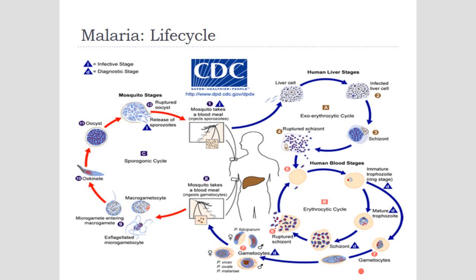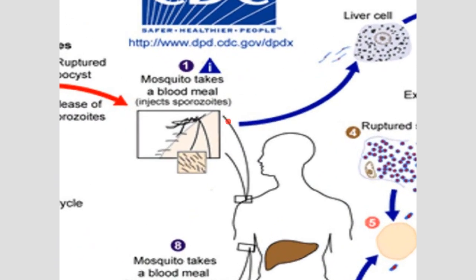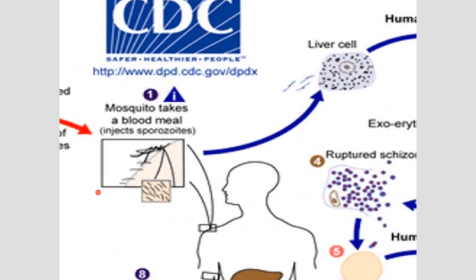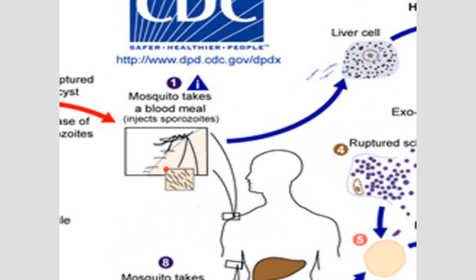For example, let me see how I can go from here to expand that. Okay, maybe that. All right. So if you see over here, let's see number one. Say a mosquito takes a blood meal, so it injects sporozoites into you. So that's the number one stage, the beginning of the life cycle. So you just have a mosquito bite over here, right?